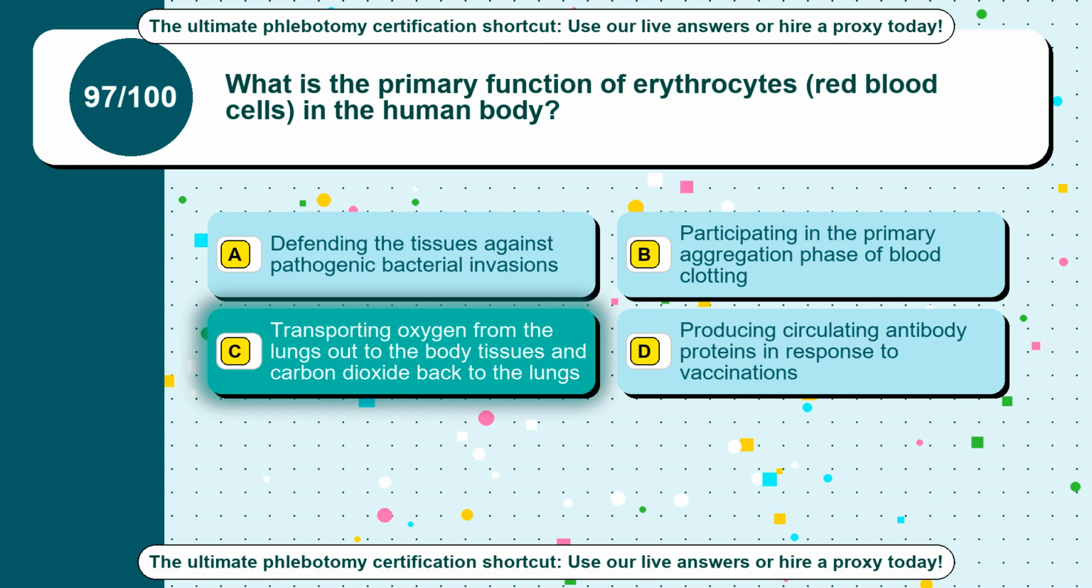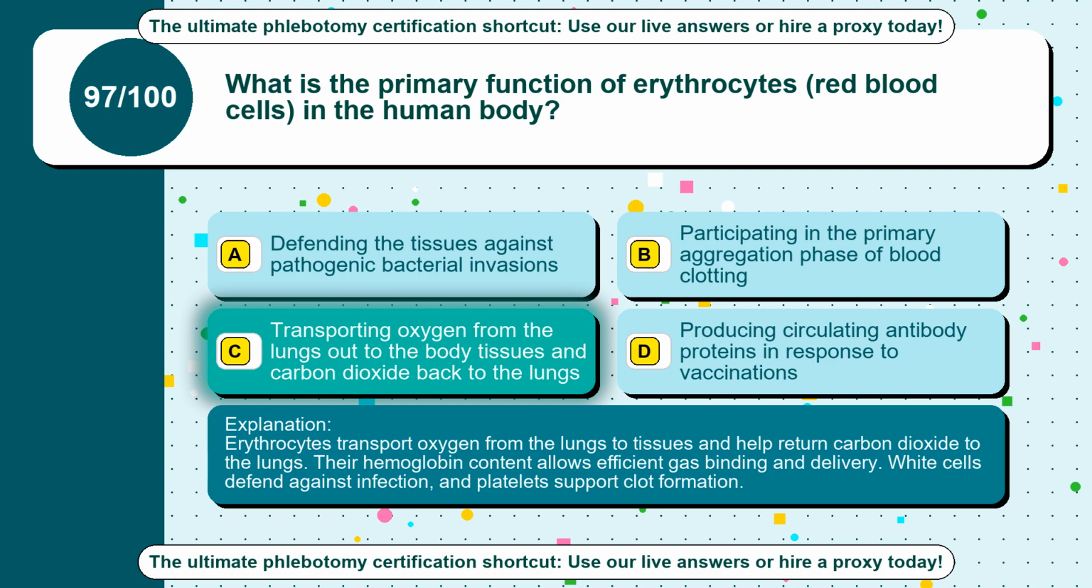The correct answer is option C, transporting oxygen from the lungs out to the body tissues and carbon dioxide back to the lungs. Erythrocytes transport oxygen from the lungs to tissues and help return carbon dioxide to the lungs. Their hemoglobin content allows efficient gas binding and delivery. White cells defend against infection, and platelets support clot formation.